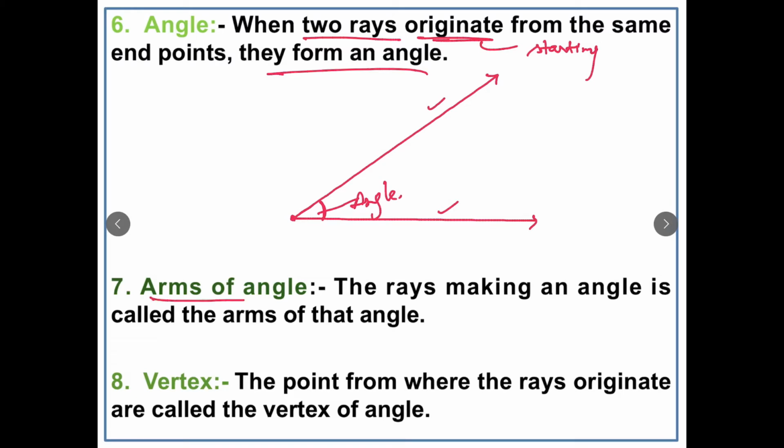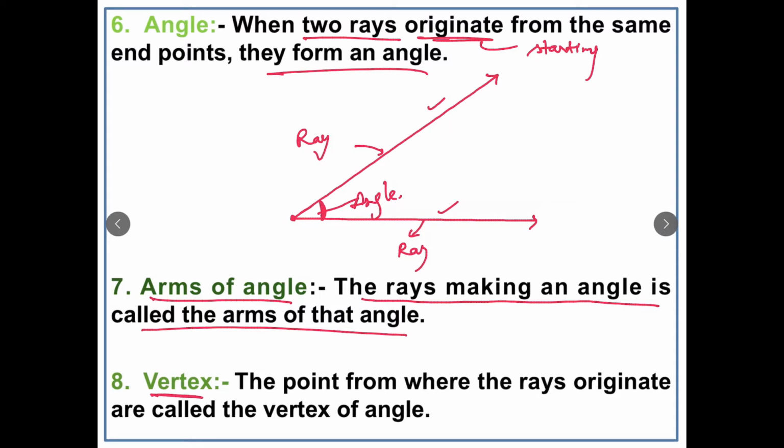Next we have arms of the angle. This is simply the rays making the angle; they are called the arms of that angle. That means this angle is formed by these two rays. Okay, these are called rays. So two rays are required to make an angle. These are the rays, while the region between the rays is called the angle.